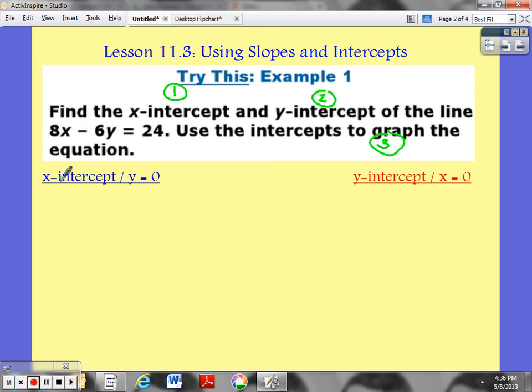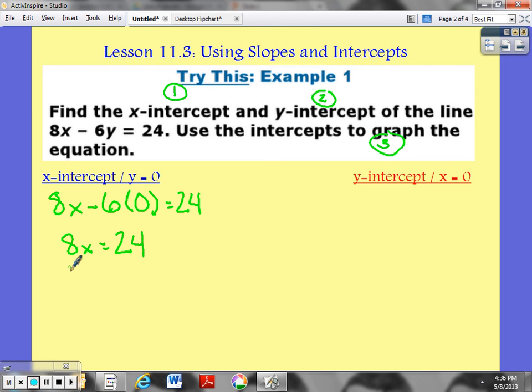Well, we know that when we're finding the x-intercept, that's when y is equal to 0. So all I'm going to do is substitute in 0 for y. So now my equation will really look like this: 8x minus, now it's not 6 times y, because we know that y equals 0, so 6 times 0 is equal to 24. Hey, look at this, not too bad. 6 times 0 equals 0, so we have 8x is equal to 24.